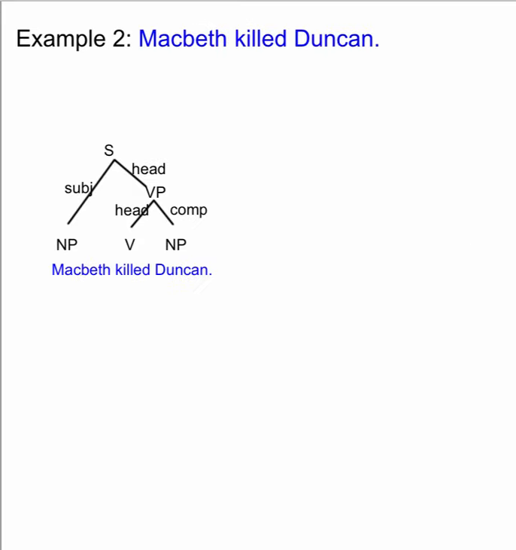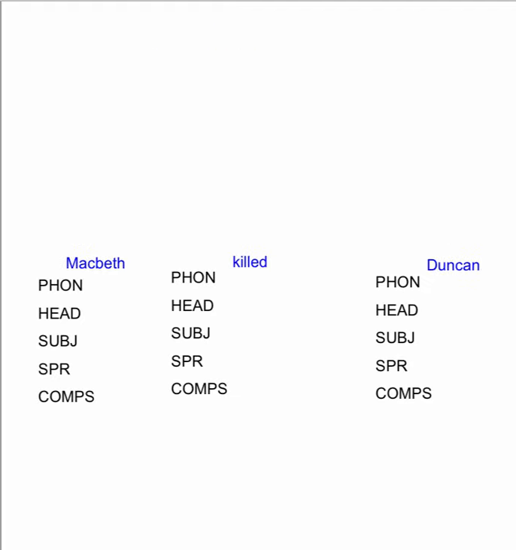Let's look at our second example sentence. Macbeth killed Duncan. In this sentence, we not only have a head-subject combination, but below that, we also have a head-complement combination. But before we go into the combinatorics, let's just look at the lexical entries. Macbeth and Duncan are proper nouns. So we already know what to do with proper nouns.